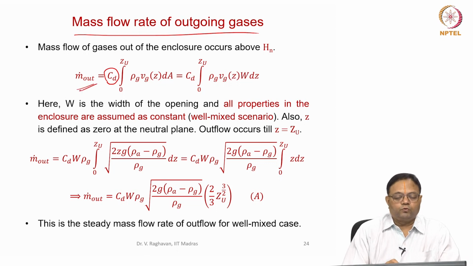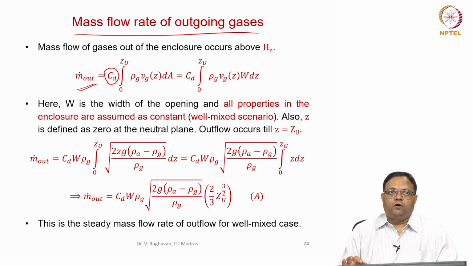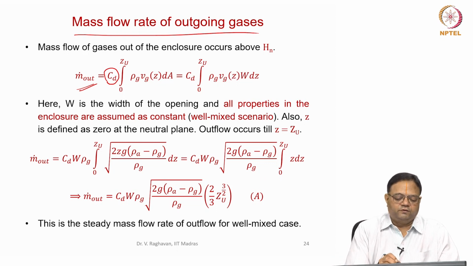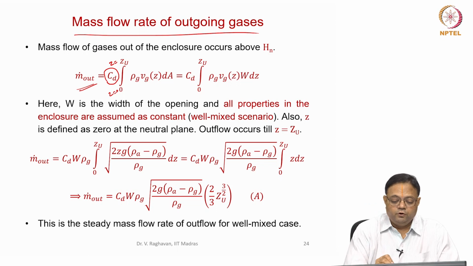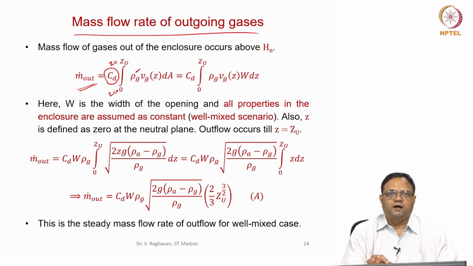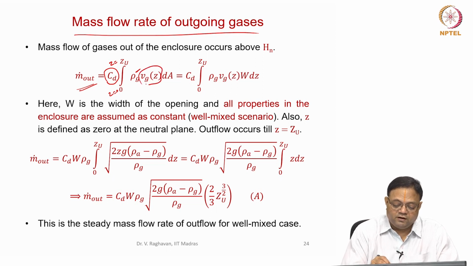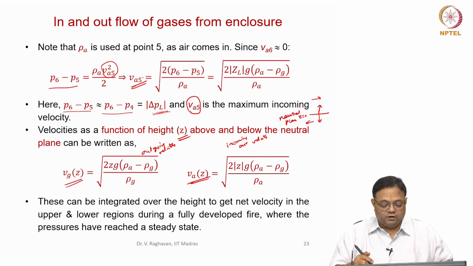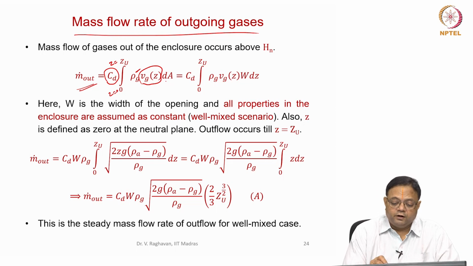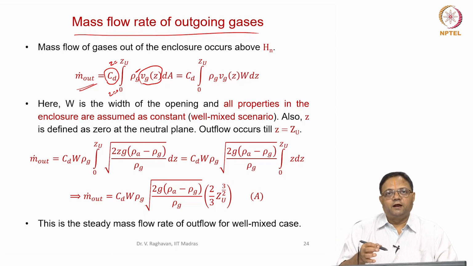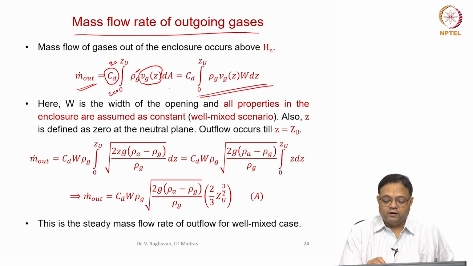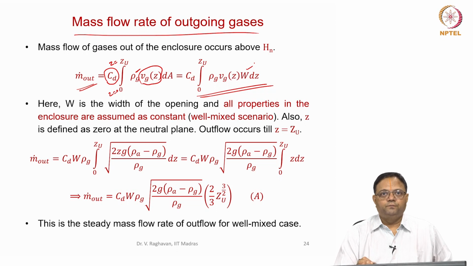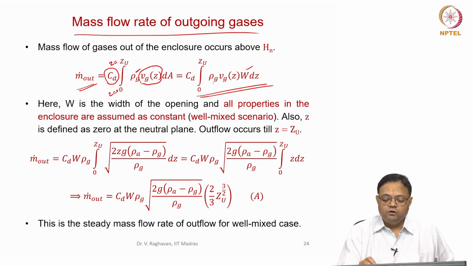So mass flow rate of the gases going out of the enclosure can be some coefficient of discharge into, I integrate the mass flow rate from the neutral plane. Z equal to 0 is neutral plane, Z equal to Zu is the top part above the neutral plane. Density, I am considering uniform density of the gases. Velocity, I have expression, correct? For this velocity I have the expression which is shown here. Okay, now use that and into dA. Again area we can find. Area is what? The perpendicular area through which the mass goes out. So that I can do like this. So here you can see that W is the width in the perpendicular direction, that into dz, that will give the area. So this integration I do.